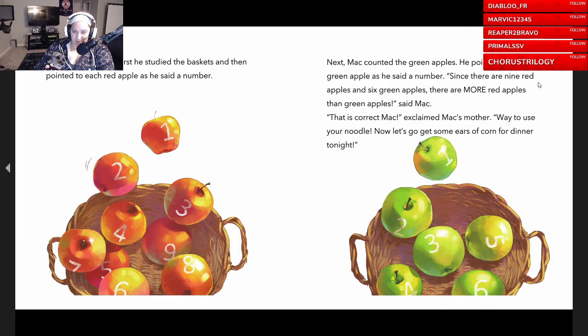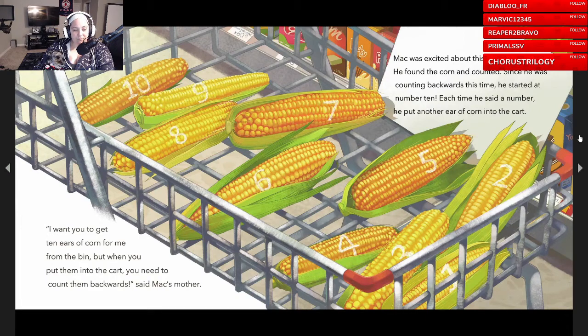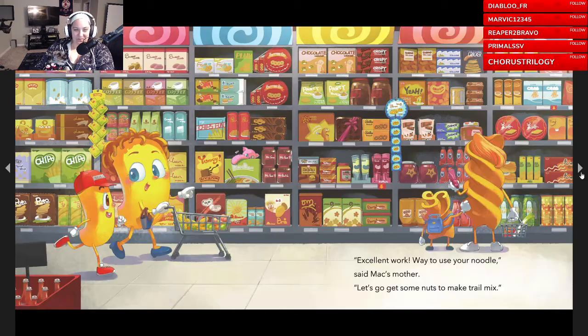Now, let's get some ears of corn for dinner tonight. I want you to get 10 ears of corn for me from the bin, but when you put them in the cart, you need to count them backwards. Mac was excited about this math challenge. He found the corn and started counting. Since he was counting backwards this time, he started at number 10. Each time he said a number, he put another ear of corn into the cart. 10, 9, 8, 7, 6, 5, 4, 3, 2, 1. Excellent work. Way to use your noodle, said Mac's mother.